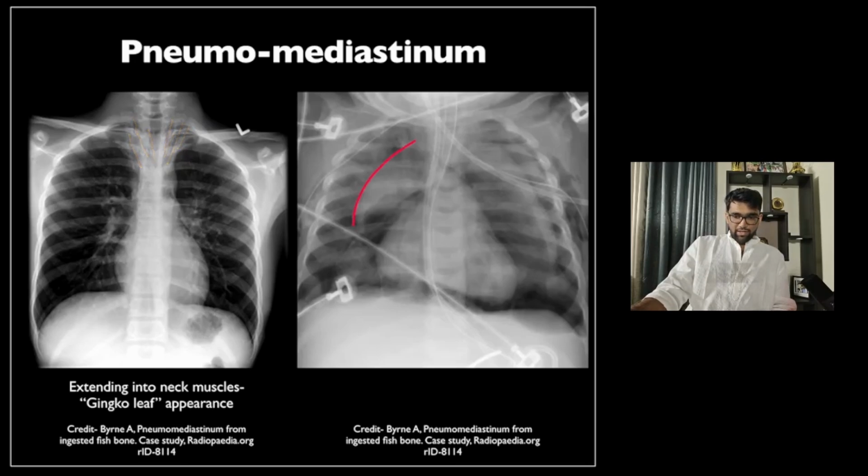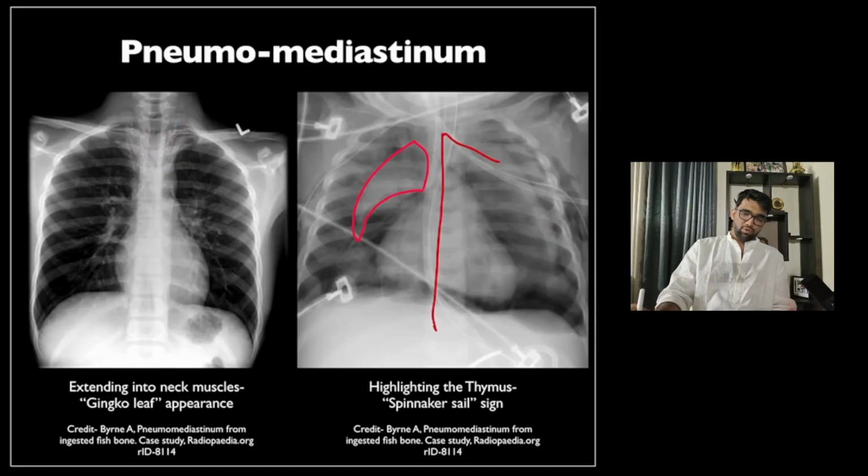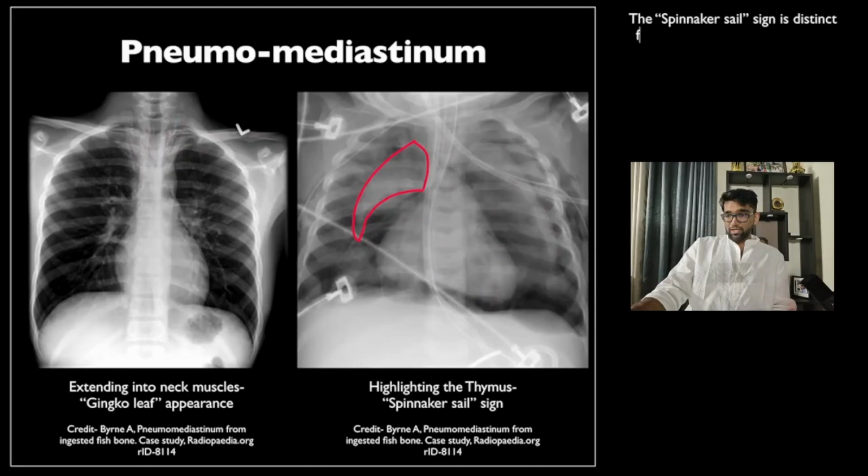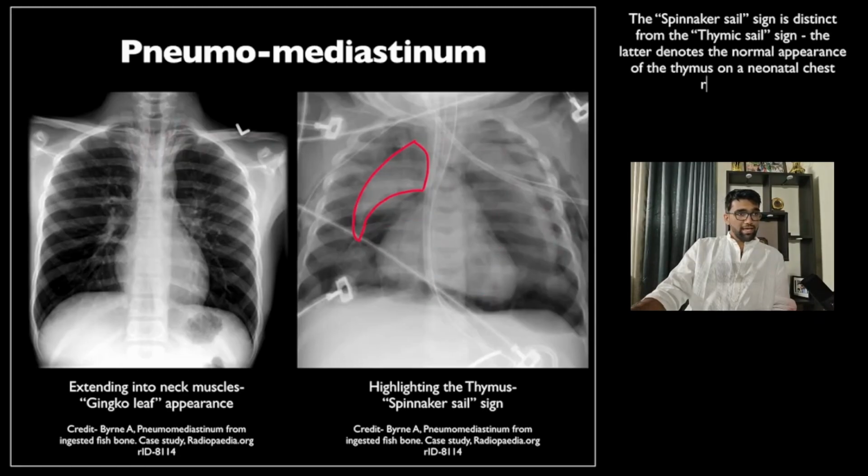In the second radiograph, you can find a prominent triangular structure on the right side of the hemithorax and on the left as well. On the left, it is this. So this is what is known as the spinnaker sail sign. This is because it resembles the sail of a particular boat that is called a spinnaker sail. So this would be the boat and this would be the sail. The spinnaker sail sign is distinct from something called the thymic sail sign, which actually denotes the normal appearance of the thymus on a neonatal chest radiograph.